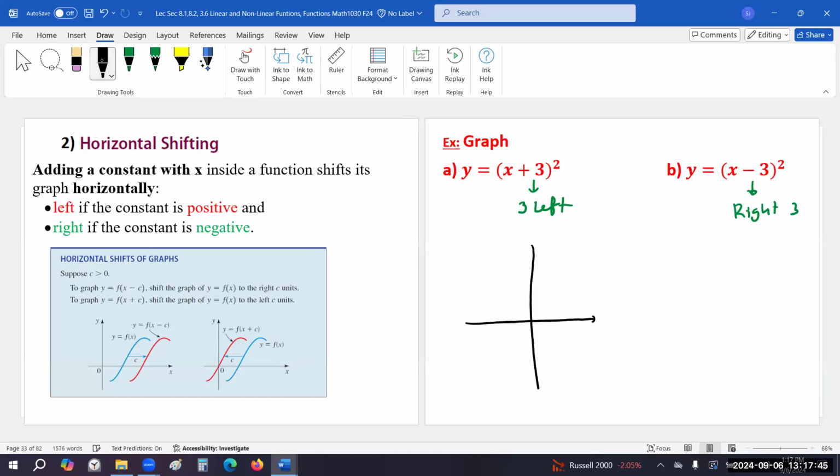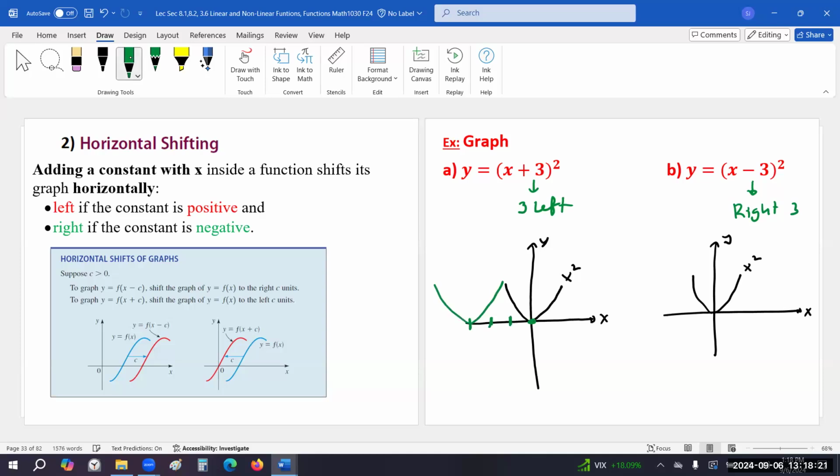So X, Y, X, Y. Always draw the original one. The original x squared is a parabola, and it stays at the origin. Same parabola for A, we have to shift 3 units to the left. So this is called the vertex. We take this vertex and we move 1, 2, 3 to the left and draw the same parabola again.